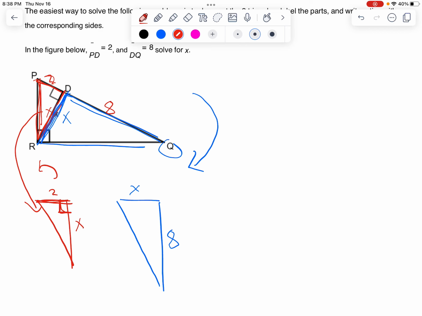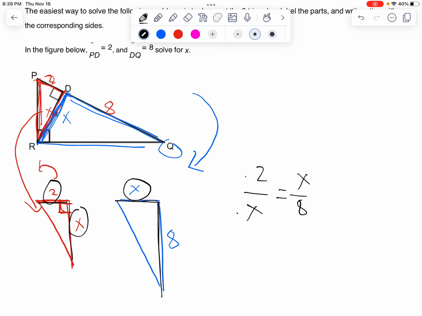So once you have them rotated and put in position like this, then you can compare these. And we're going to do our cross multiplication. So let's get our equation set up. We're going to say 2 on top, x on bottom. So 2 over x. And on this side, x is on top and 8 is on bottom. So short side over long side for the red triangle: short side is 2, long side is x, is equal to short side over long side for the blue triangle. Short side for blue is x, long side is 8.